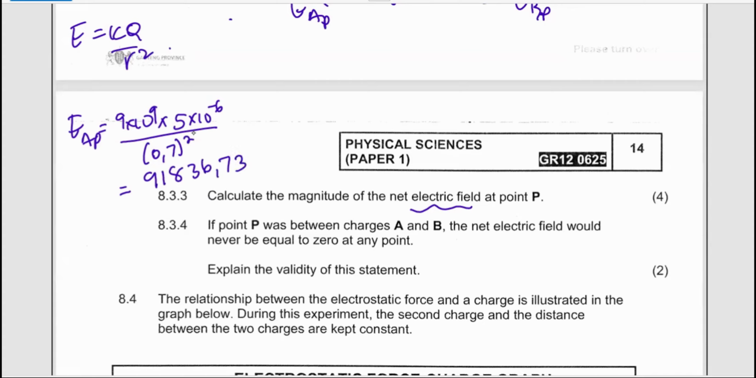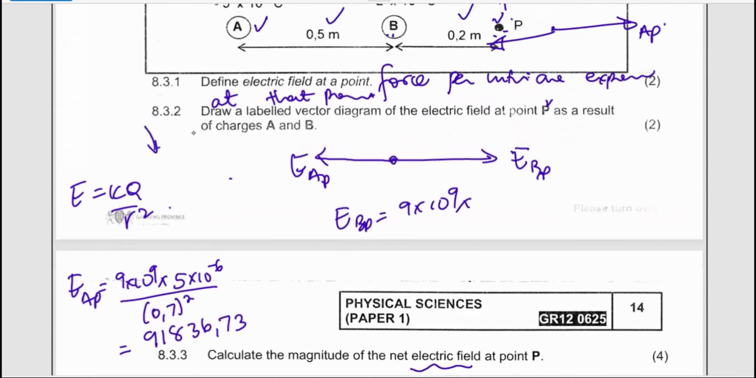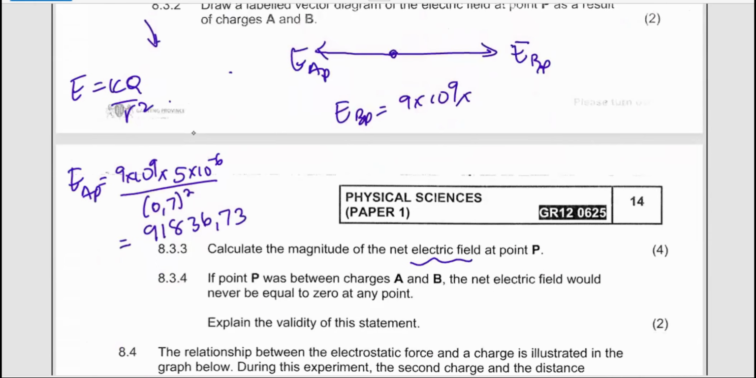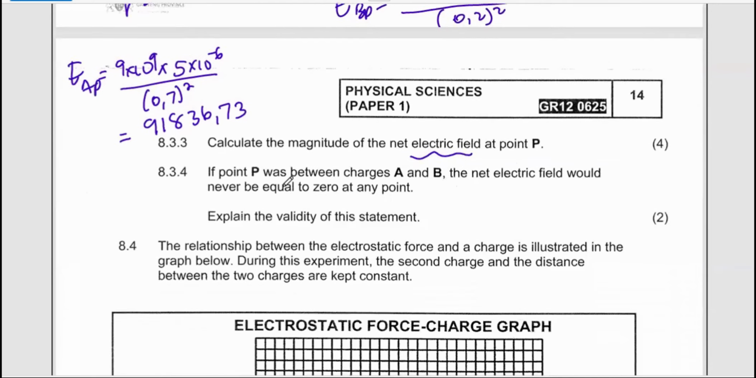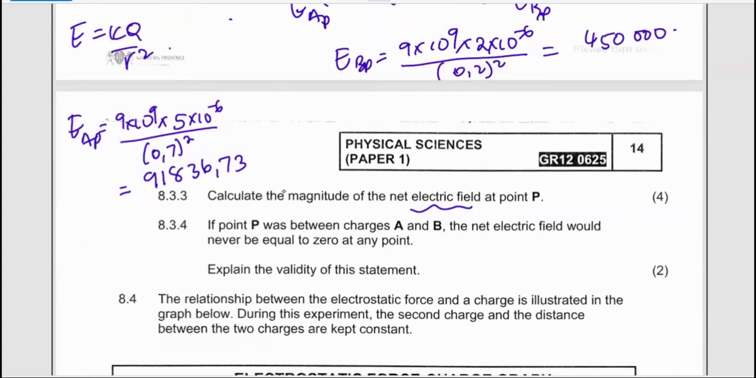Then let me look for the electric field of B at P, which is going to be 9 times 10 to the 9 times, in this case, we're looking at 2 times 10 to the negative 6, and then I'm dividing it by the r squared, which is 0.2 squared. When I punch that in the calculator, I'm getting 450,000. That is newton per coulomb. Then no, newton per coulomb, it's newton per coulomb.